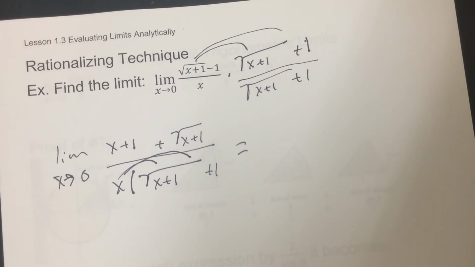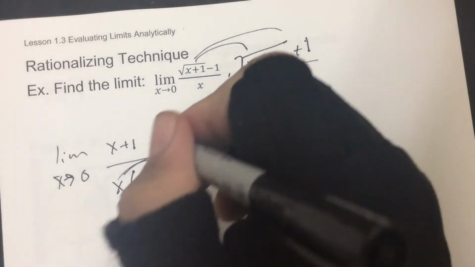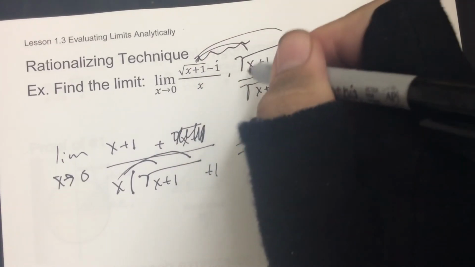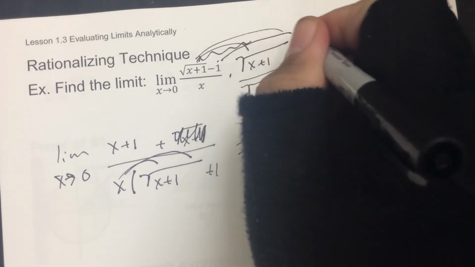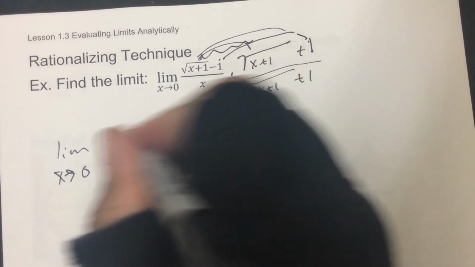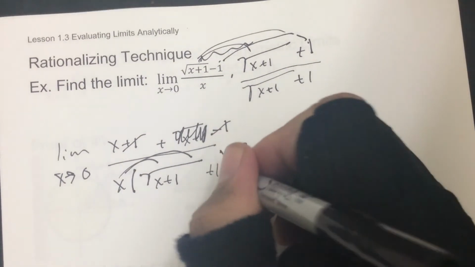Wait, what am I doing? This is not this. This should, well, it would cancel because we're going to do 1 times 1. There we go. So this should be a minus 1 on top, which will cancel. That's where we're going with that.